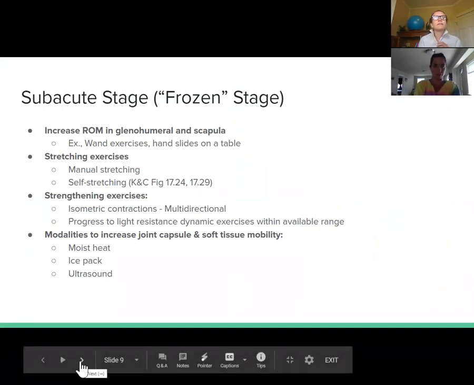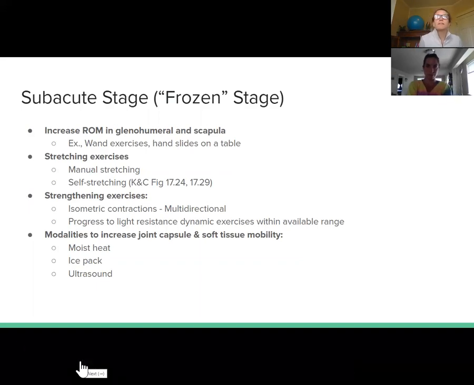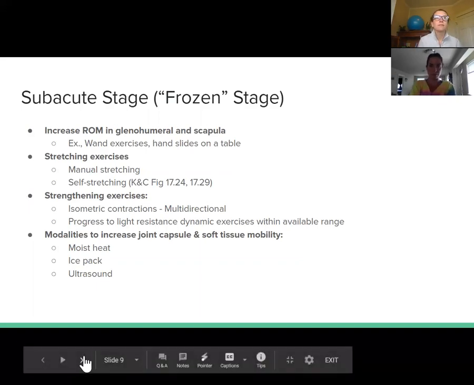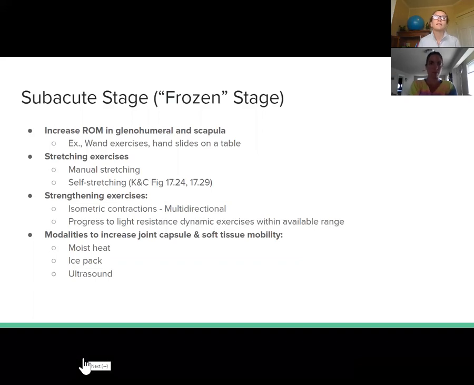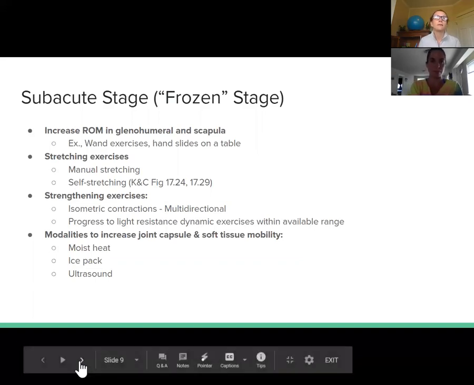Strengthening exercises, it's good to focus on multi-directional isometric contractions, and then we want to progress to light resistance dynamic exercises within available range. Modalities to increase joint capsule and soft tissue mobility include moist heat, which is good to use before treatment, and ice pack post-treatment, as well as ultrasound.